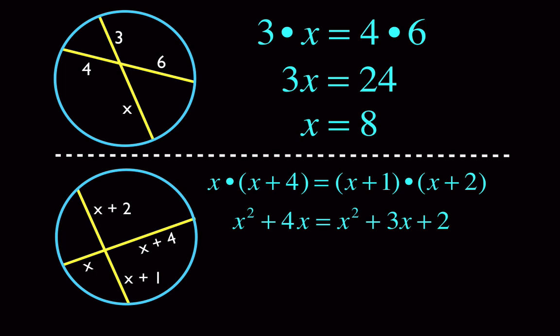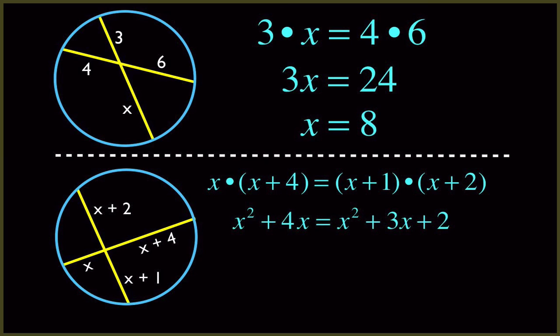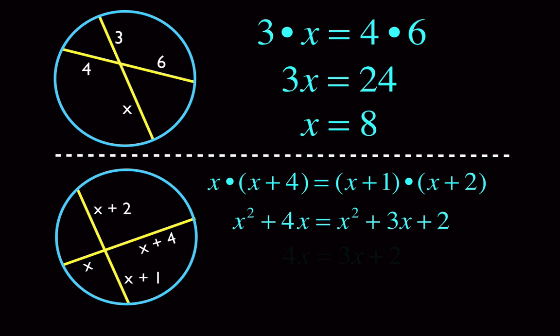Now, before you freak out and think, oh, I'm going to have to do factoring and stuff, notice that if I take a second and subtract x squareds from both sides, those are going to cancel. Then I just really have a two-step equation. I'm going to subtract 3x from both sides, and I get x equals 2. It's really a one-step equation, I guess.